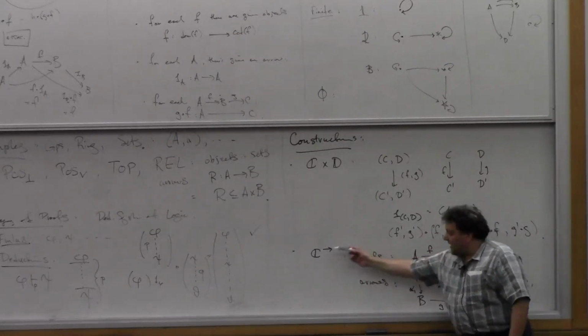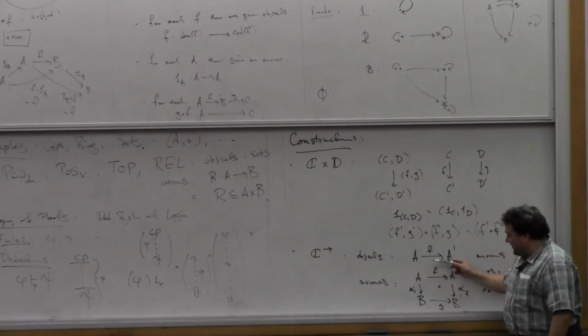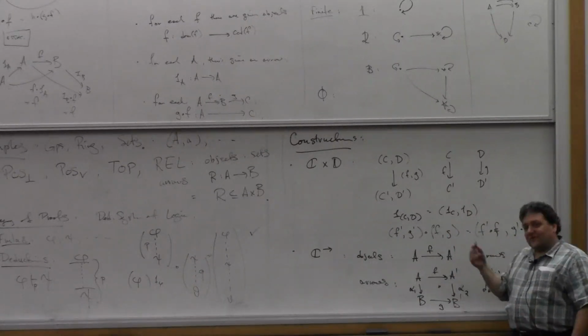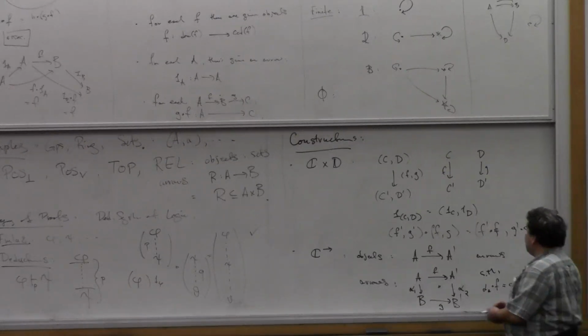An object in the arrow category is an arrow in C. An arrow in the arrow category is a commutative square in C. Okay? It's just kind of a compound operation there. And obviously, you can keep going in that way.